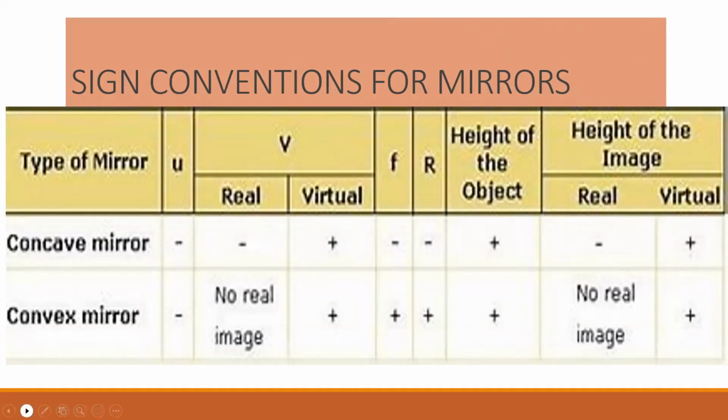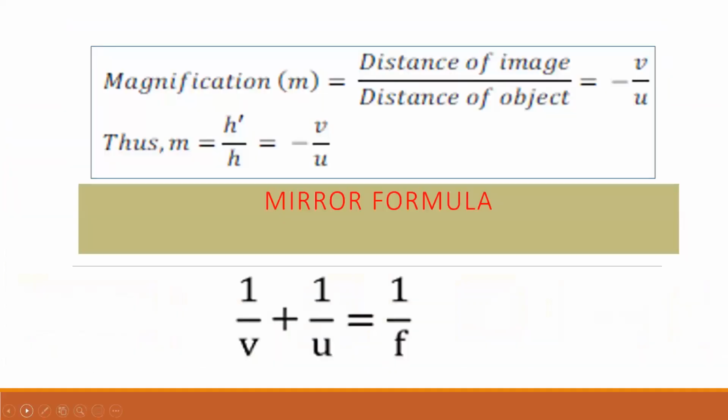After this comes the mirror formula. A formula which relates object distance, image distance, and focal length is called mirror formula. This is your mirror formula.